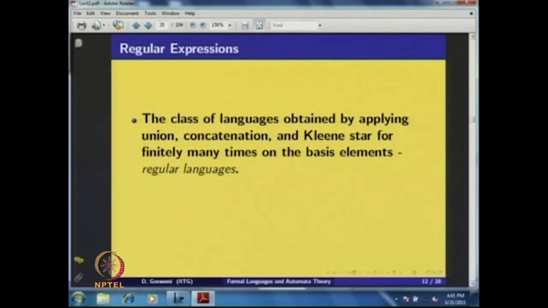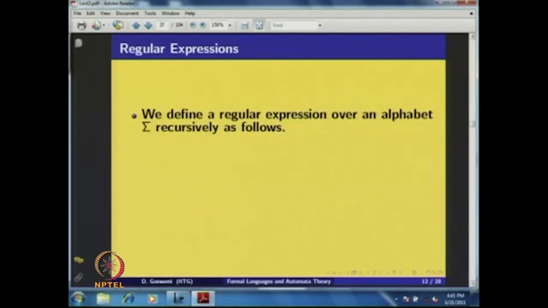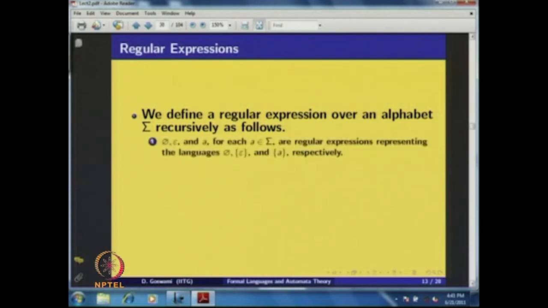Now, the class of languages that we get by applying union, concatenation and Kleene closure finitely many times on the basis elements is known as regular languages. The corresponding finite representations are known as regular expressions. Now, let us define regular expressions over an alphabet sigma recursively as follows. We consider phi, epsilon and a for every a belonging to sigma to be regular expressions representing the languages phi, the singleton epsilon and singleton a respectively.